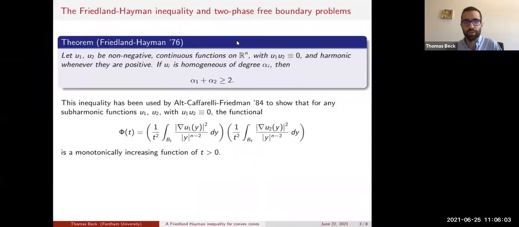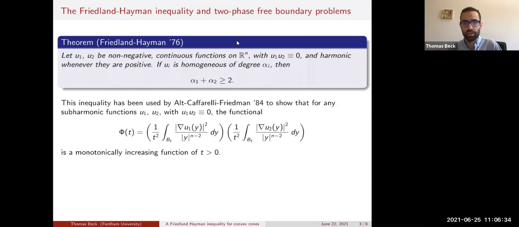So one important application of this inequality was carried out by Alt, Caffarelli, and Friedman in the 80s when they were looking at a class of two-phase free boundary problems. What they showed was that if we define this functional phi of t for given subharmonic functions u1 and u2, then this functional involving the gradient of these subharmonic functions is a monotonically increasing function of t. And to prove this, they directly used this Friedland Hayman inequality.